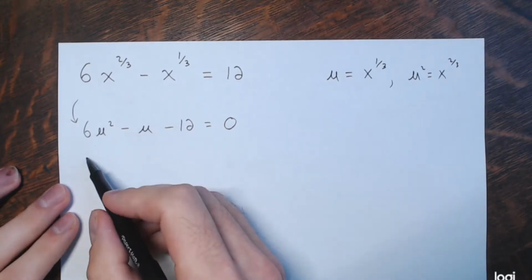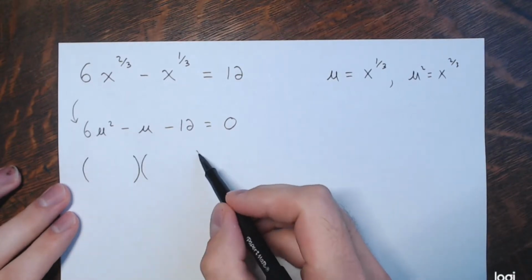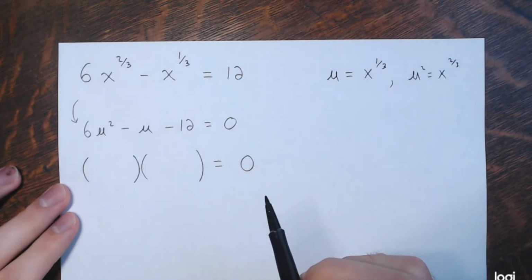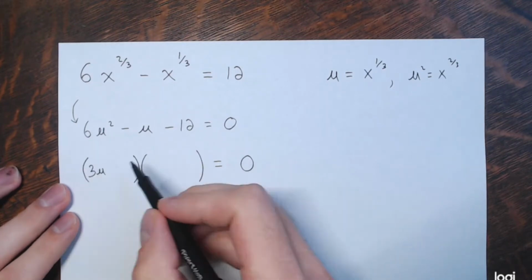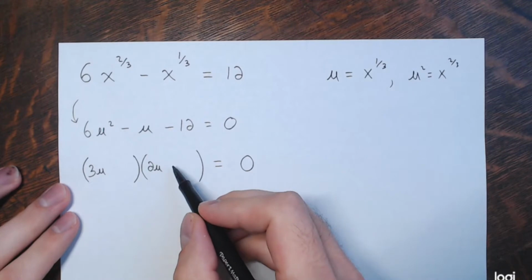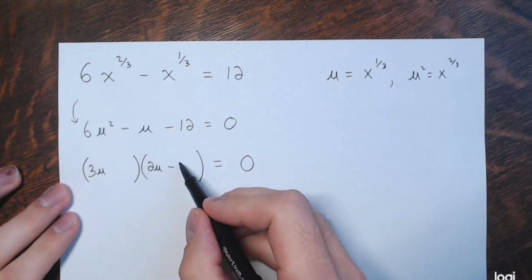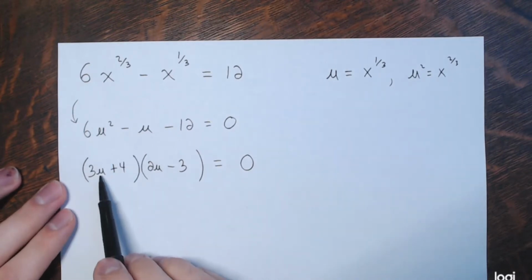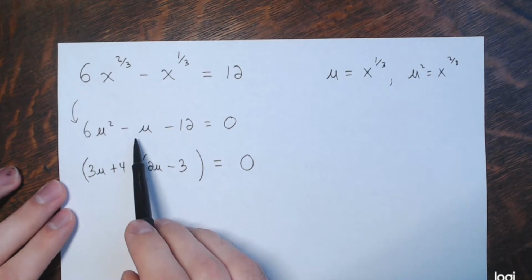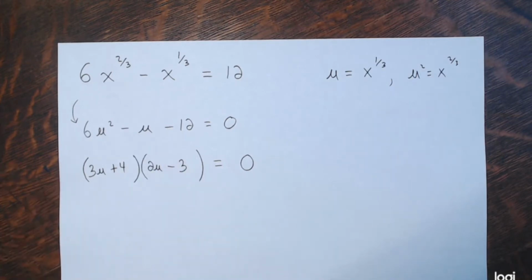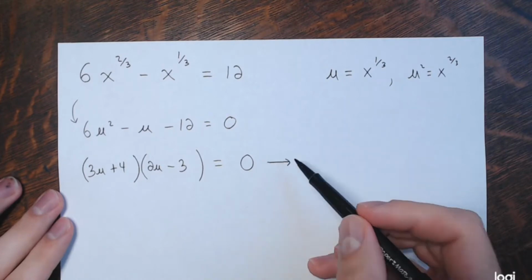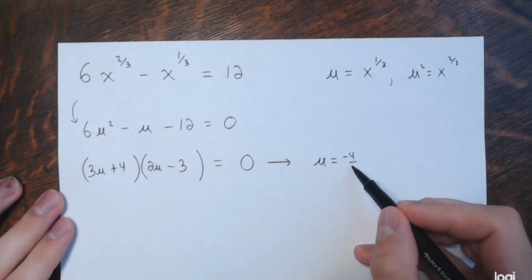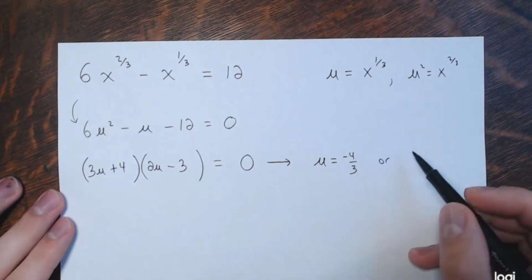Again, I can see how this one will factor. This one's going to factor, got 3u, 2u, and I would need minus 3 here, plus 4 there. That'll give me the 6u squared, minus 9u plus 8u for minus 1u, and then minus 12. Great. Now the solutions to this. One is u equals negative 4/3. The other would be positive 3/2.